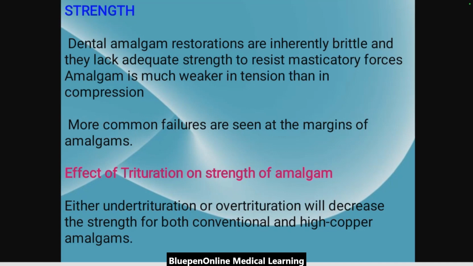Moving on, let's see the strength. The next property of dental amalgam is strength. Basically, dental amalgam restorations are brittle. They lack the adequate strength to resist masticatory forces. So it is weaker in tension than in compression.